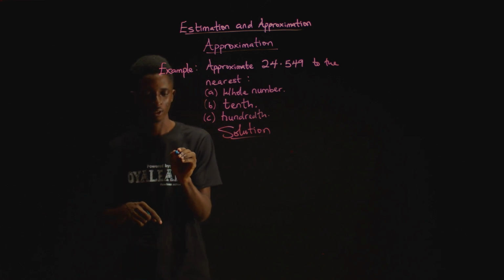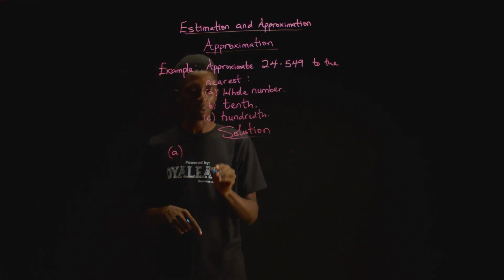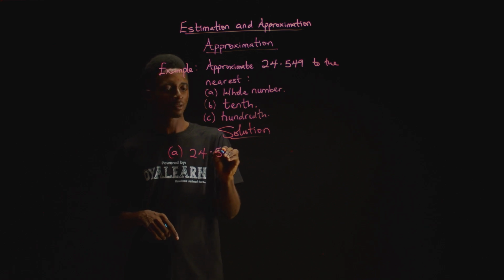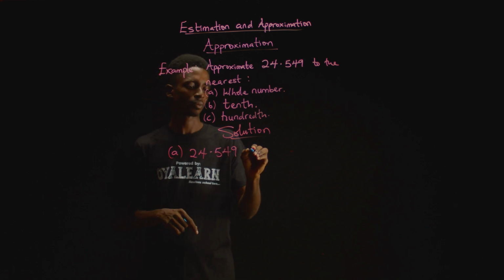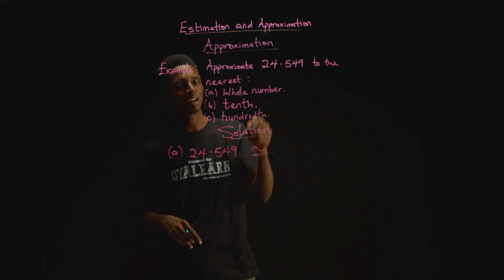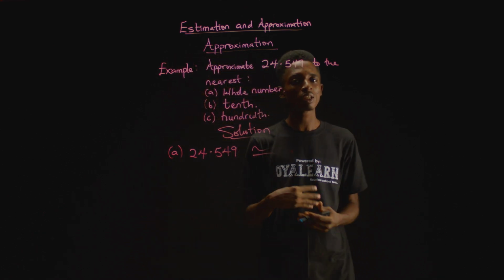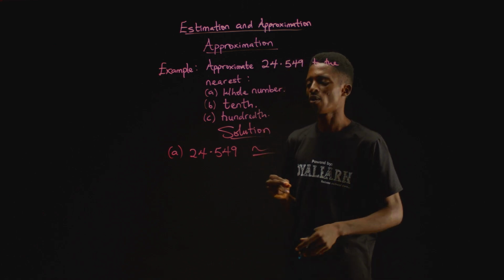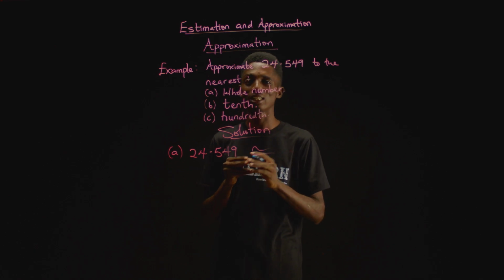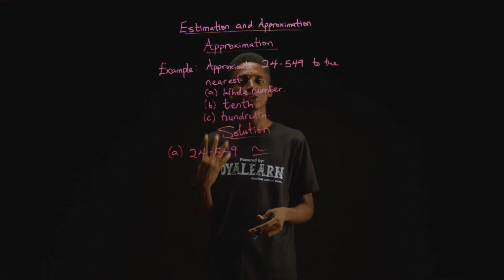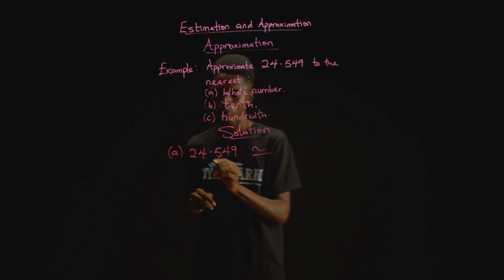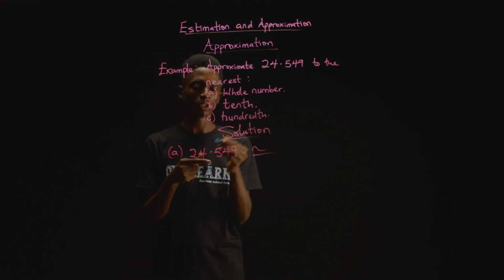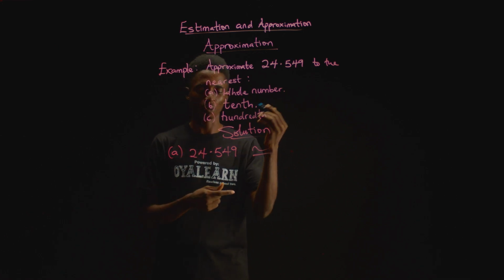So let's solve. A. We are approximating 24.549. And since we are approximating to the nearest whole number, it means we are only going to consider the digits before the decimal point. So every other thing after the decimal point are the unwanted digits, which we will either round up or round down. So to approximate this, it means we have to have 24. Then we check the next digit and then see whether we round up or round down.